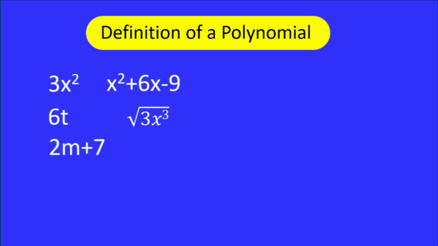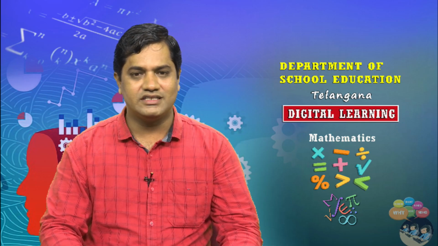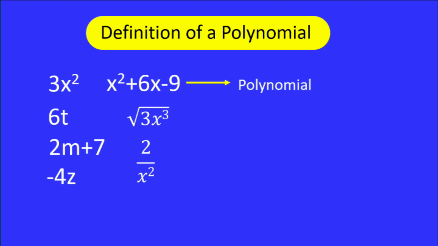See students, all these are examples of expressions. From among all these, try to say which are polynomials. What is the condition to define a polynomial? See here: minus 4z, 2m plus 7, 2 by x square. Here the variable has different exponents. So, the first ones are polynomials, whereas root 3x cube and 2 by x square are not polynomials.